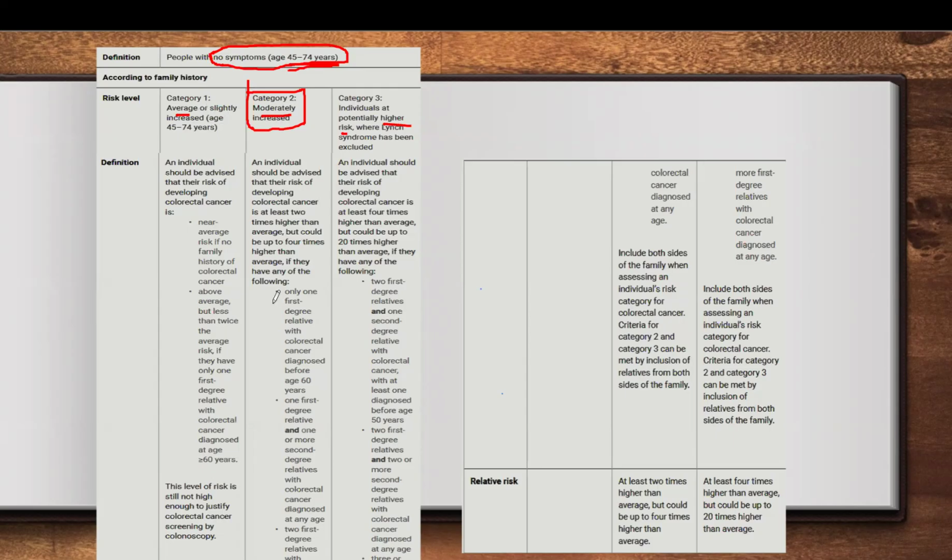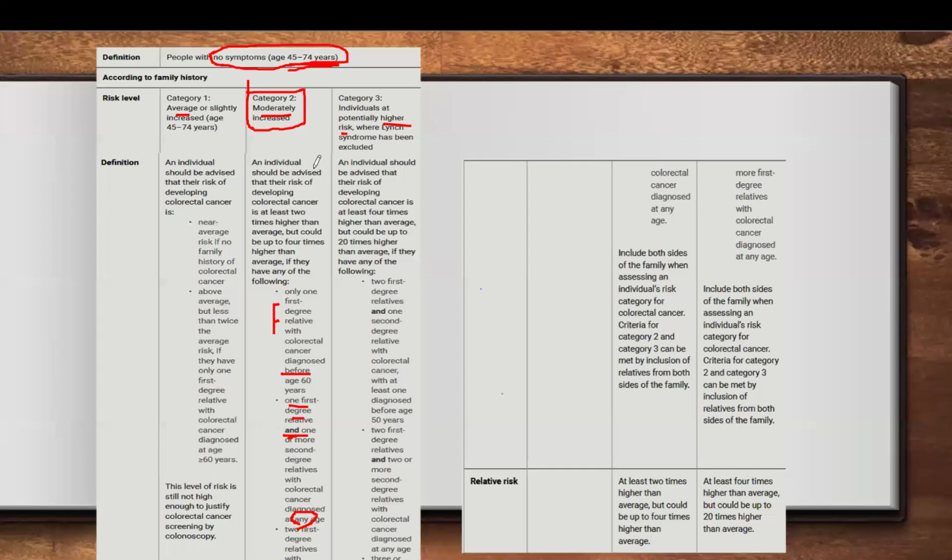So for moderately increased risk, you can see that there is one first degree relative who was diagnosed before the age of 60 years, or one first degree relative and one or more second degree relatives with colorectal cancer diagnosed at any age. Or there were two first degree relatives. So it is any of these three things. This is category 2. If your statement has any of these, you can confidently say that this patient is at moderately increased risk of developing colorectal cancer.